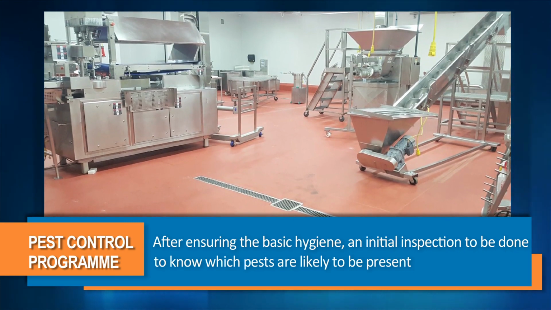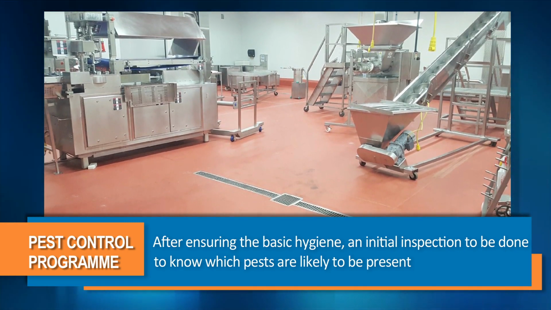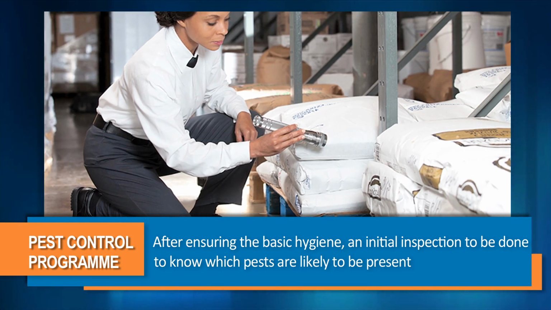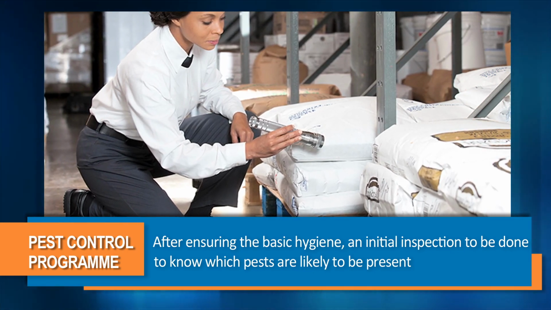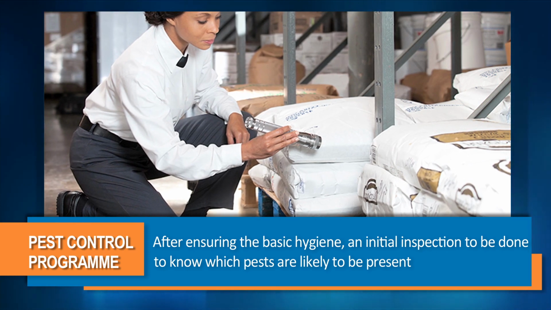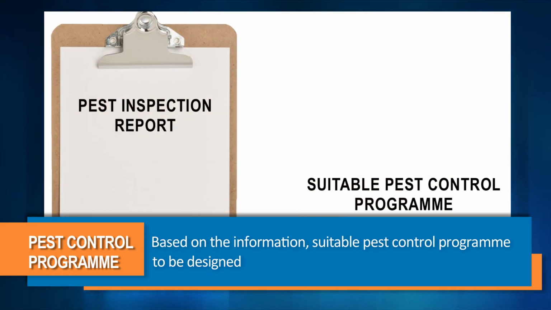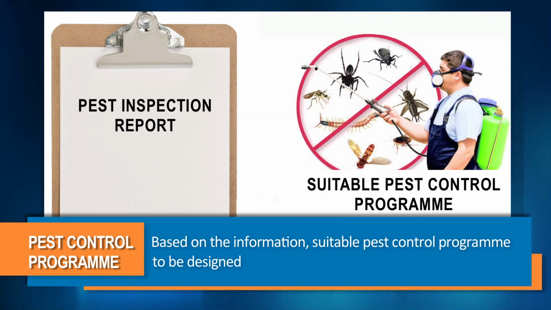After ensuring the basic hygiene in the food manufacturing plant, an initial inspection shall be carried out to know which pests are likely to be present. Based on the information, suitable pest control program shall be designed for controlling or eliminating the risk of pest infestation in the premises.